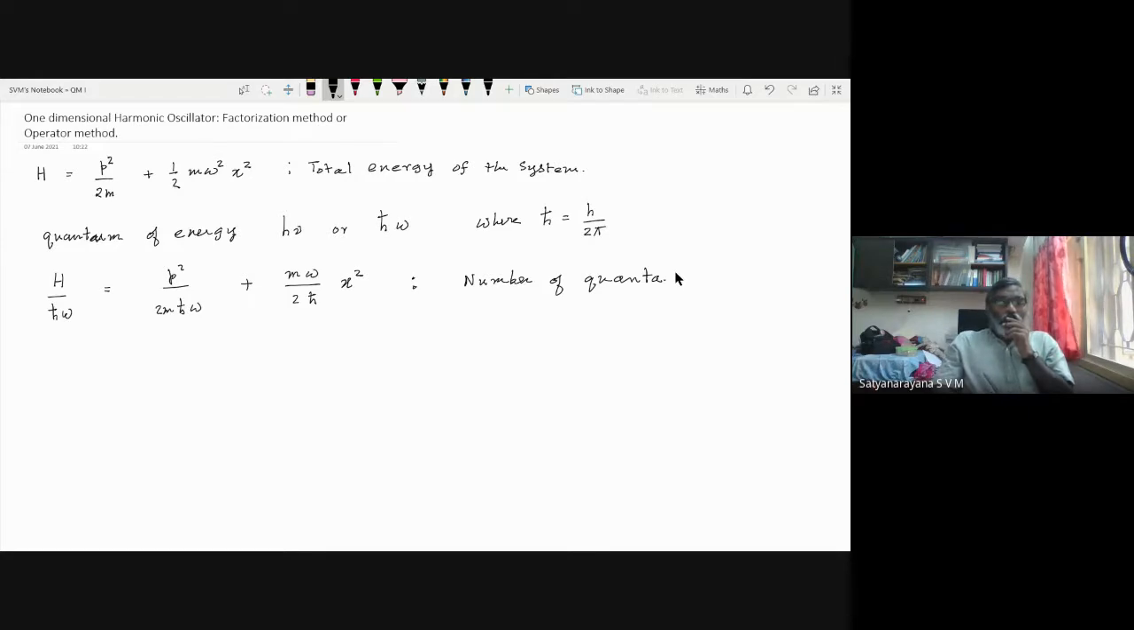Now, if I want to write this as an operator, in terms of operators, one can represent this as the Hamiltonian operator divided by h bar omega is equal to m omega by 2 h bar into x square operator plus 1 by 2 m h bar omega into p square operator. So this is essentially an operator. Now we would like to write this, or factorize this.